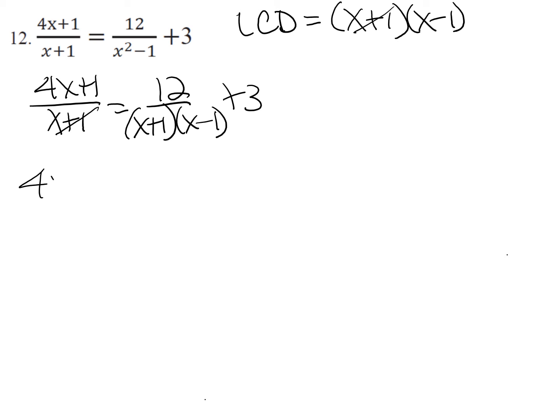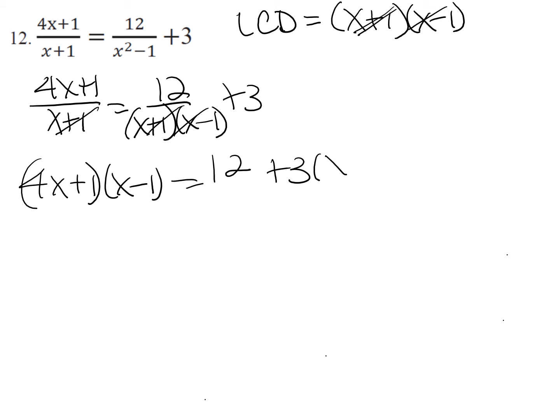So I'll have 4x plus 1 times x minus 1. Both of them will cancel here. So I'll have equals 12. And then here nothing will cancel. So plus 3 times x plus 1, x minus 1.